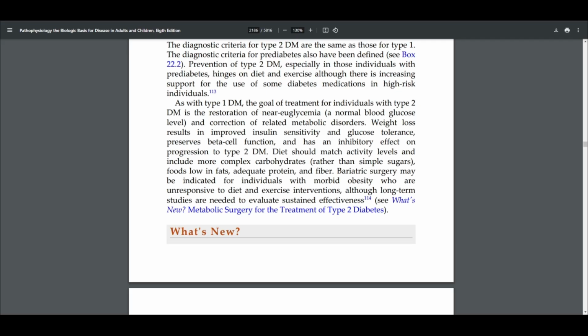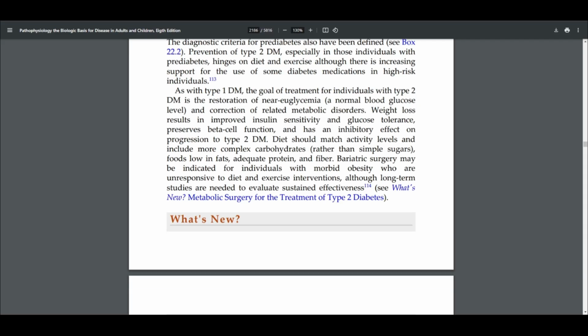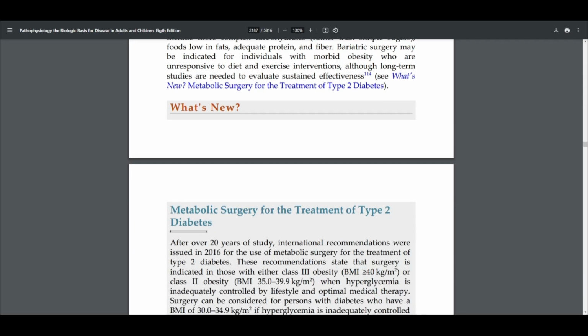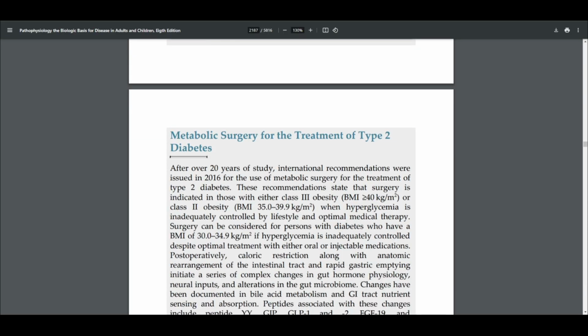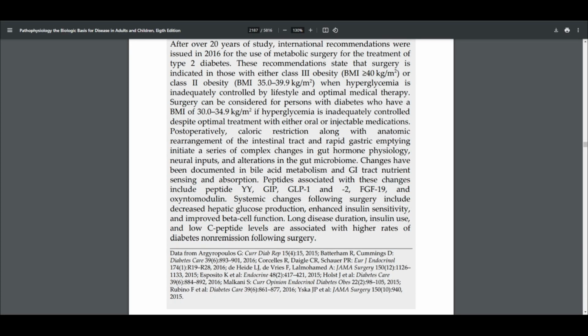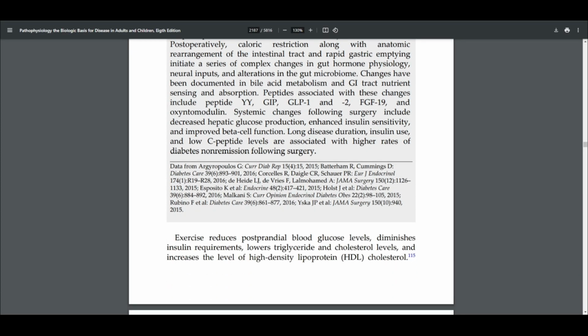Diet should match activity levels and include more complex carbohydrates rather than simple sugars, foods low in fats, adequate protein, and fiber. Bariatric surgery may be indicated for individuals with morbid obesity who are unresponsive to diet and exercise interventions, although long-term studies are needed to evaluate sustained effectiveness. So, if you would like to read on what's new on type 2 diabetes, please again hit that pause button and you can read that little section.